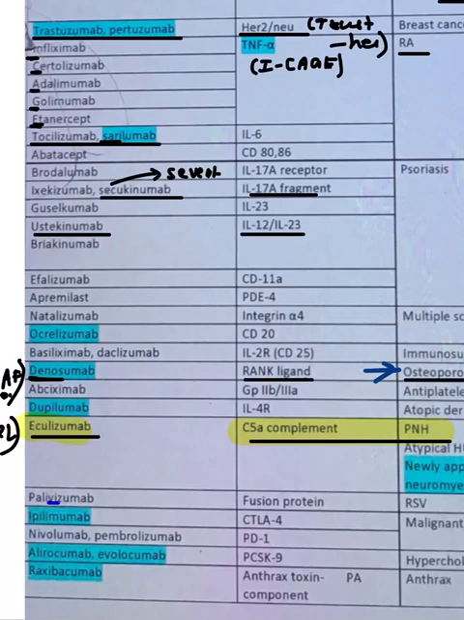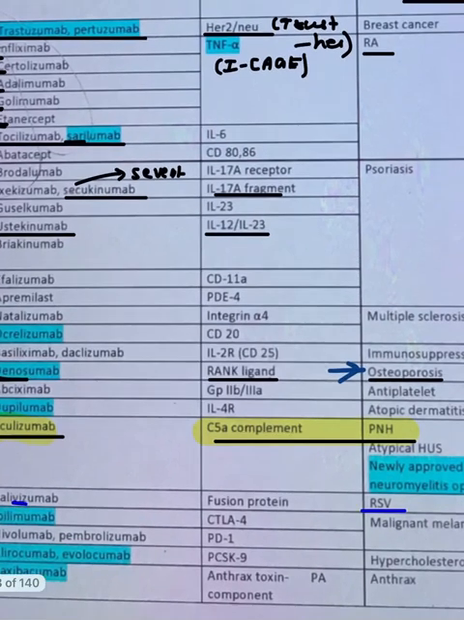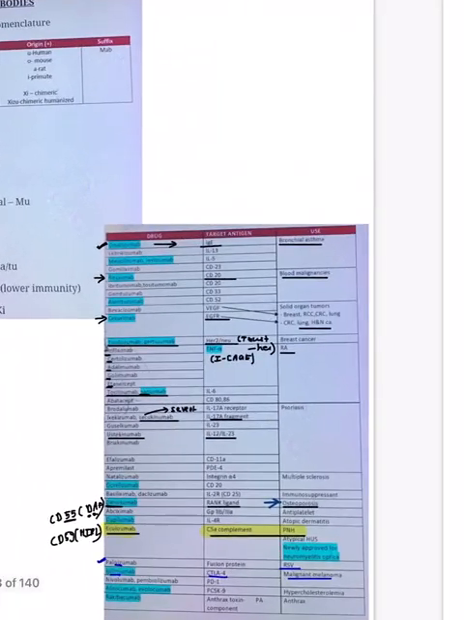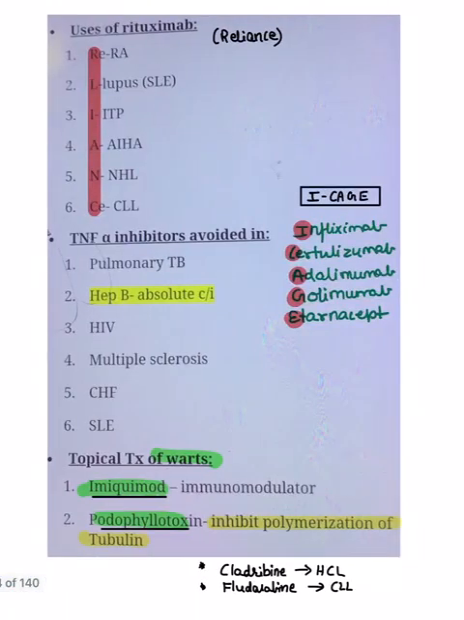Now coming on to palivizumab. This is against a virus, the respiratory syncytial virus. This is again an important question. Then against malignant melanoma, we have the anti-CTLA4 drug, that is ipilimumab. This is again important, and other things are not so important that you need to remember from this perspective.